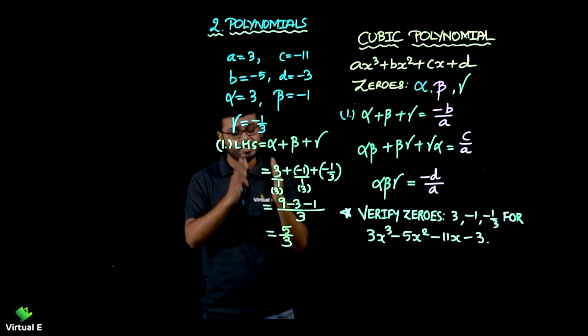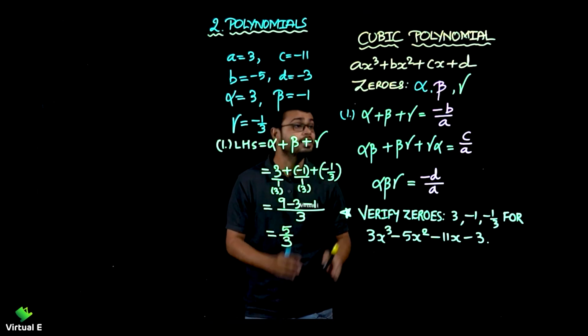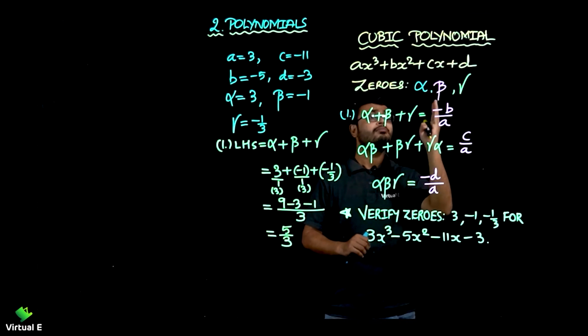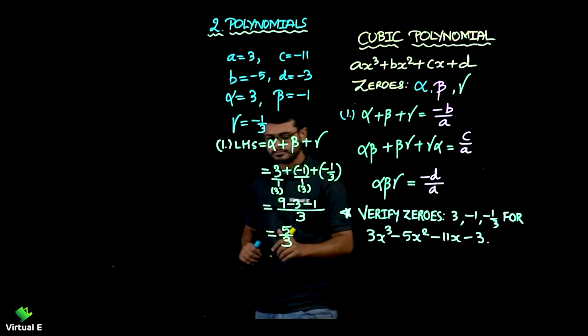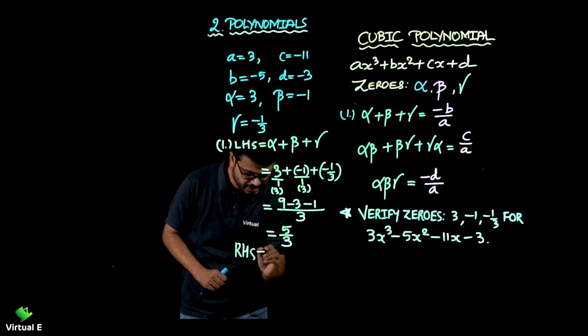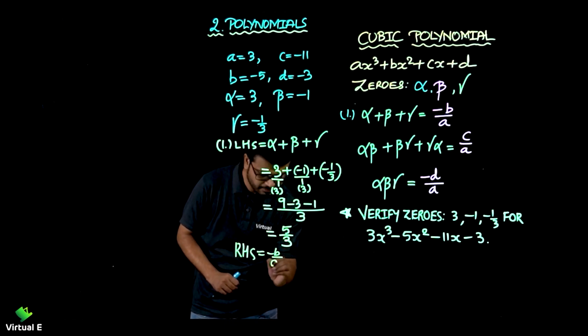My LHS value is 5 over 3. Now let's talk about RHS. What is the formula for RHS? Minus B by A. So let's get the RHS: minus B by A.